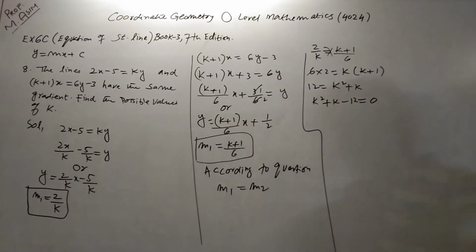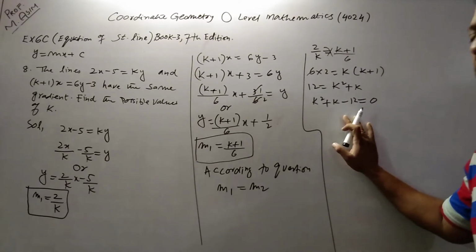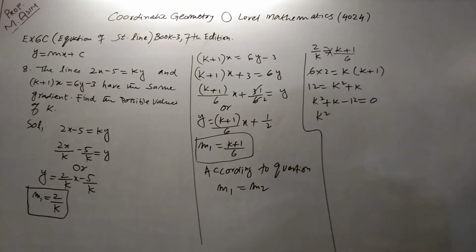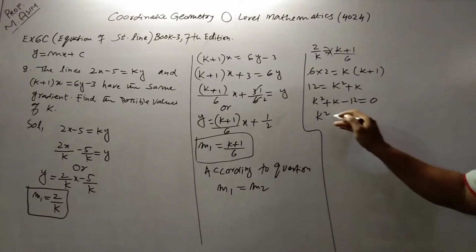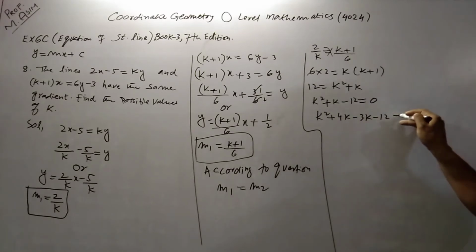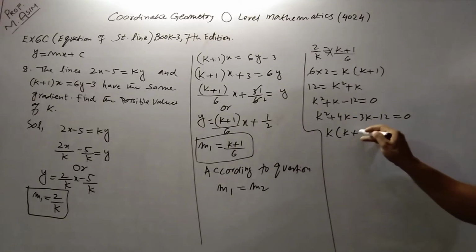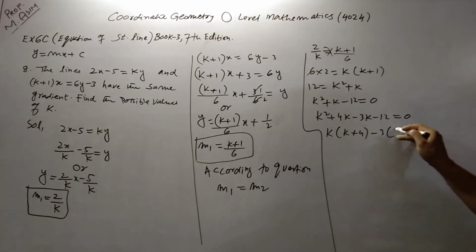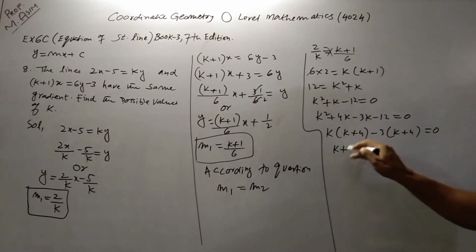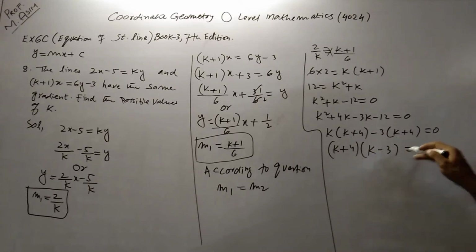Now by using the middle term break method to make factors of this equation, 4 3s are 12, 4 minus 3 is 1, k square plus 4k minus 3k minus 12 is equal to 0. Take k common, so k plus 4 minus 3 is common, k plus 4 is equal to 0. This implies that (k plus 4)(k minus 3) is equal to 0.